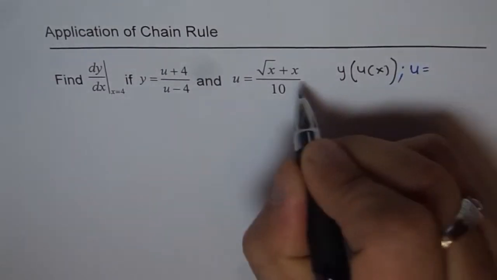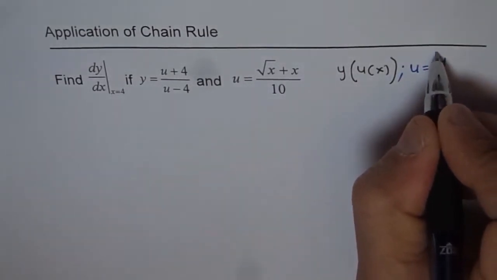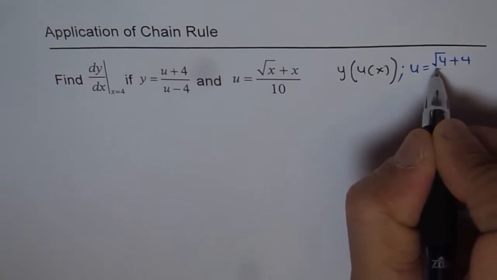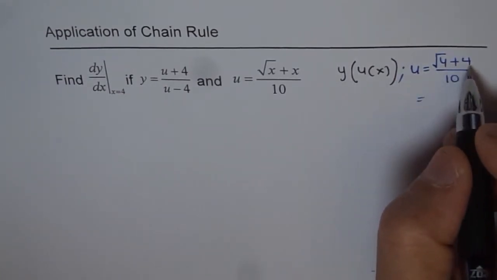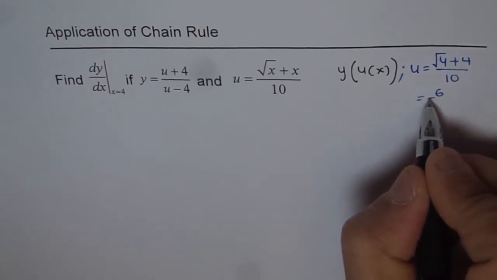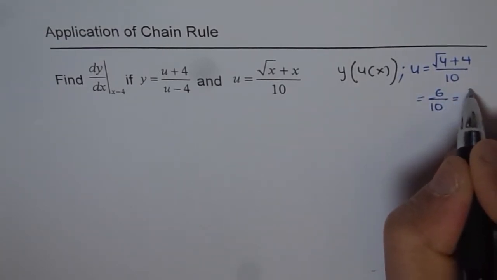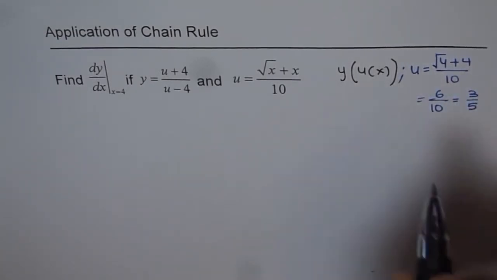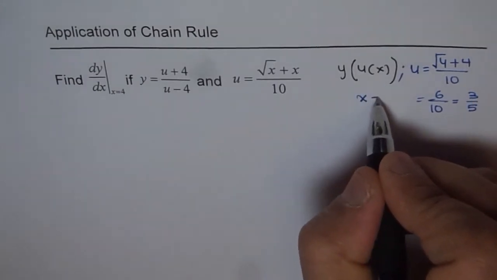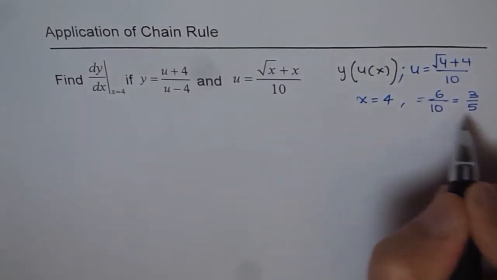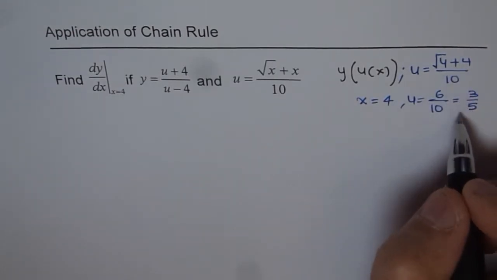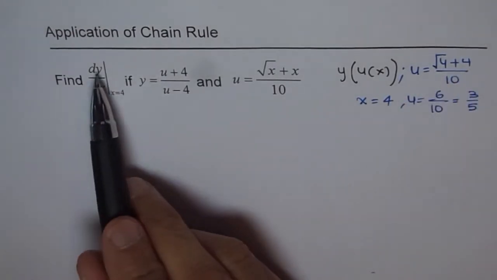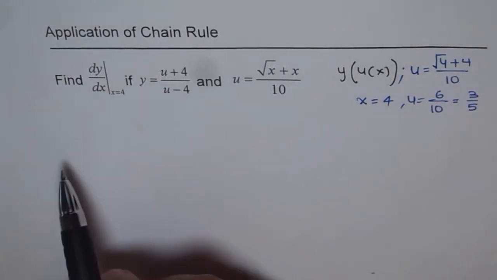So u equals square root of 4 plus 4, over 10. And that gives us 2 plus 4 is 6, 6 over 10, or we can write 3 over 5. So at x equals 4, u is equal to 3 over 5. We'll use this value later when we are trying to find the derivative at x equals 4.